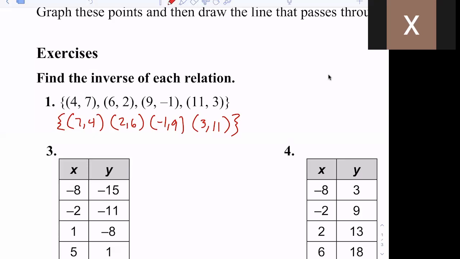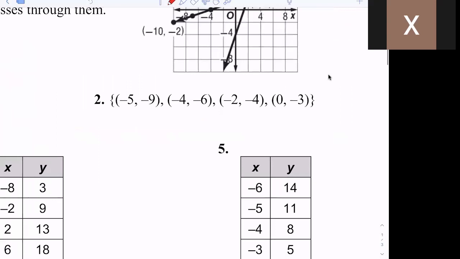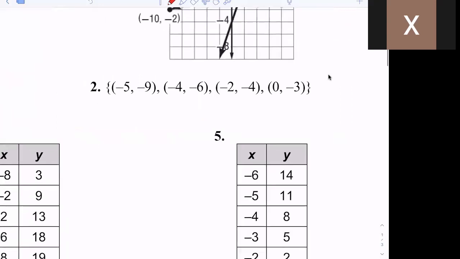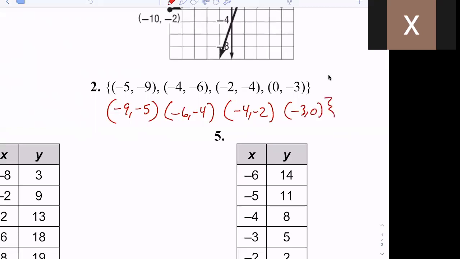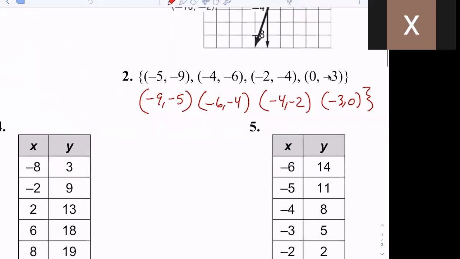So if I'm asking you about number 2, here we go. -9, comma, -5. Next point. -6, -4. -4, -2. And then -3 comes in. -3, comma 0. That's the inverse. Very simple.